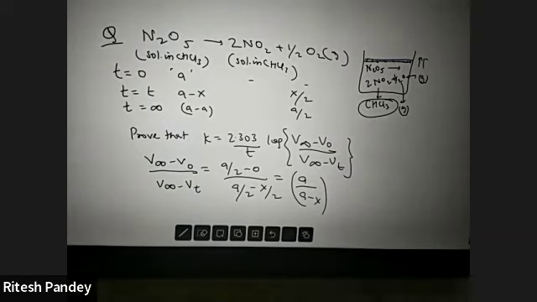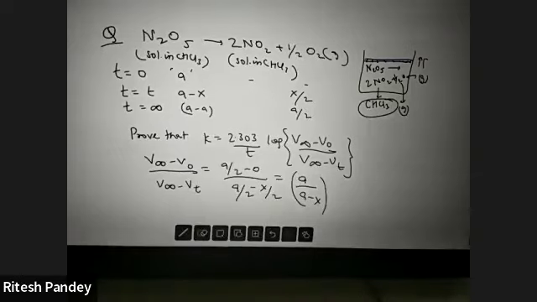I want you to get used to the V infinity minus V naught upon V infinity minus Vt form, because this is what is going to be relevant in problems involving data of this kind. If you're happy with this, we'll move to a very coveted question, which so many people keep on asking me in the offline and online class at times. It is the optical rotation of sucrose to glucose and fructose.